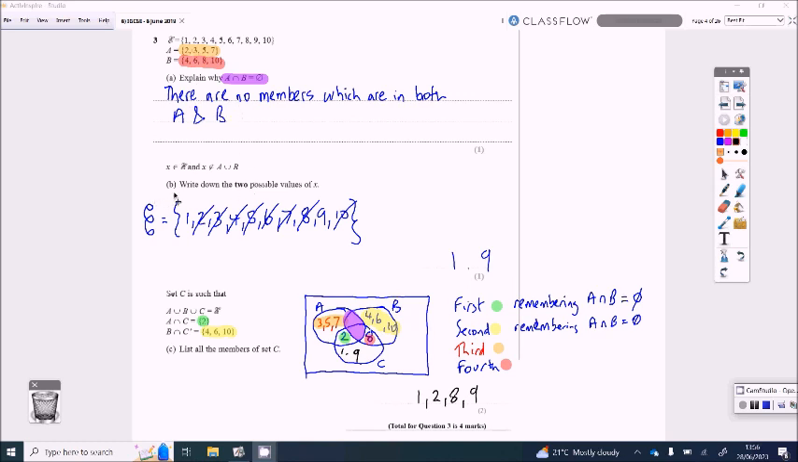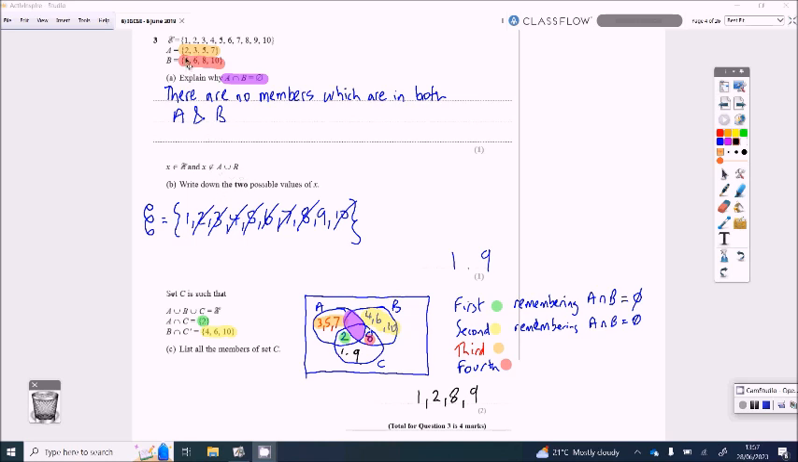Now, for part B, we're being asked for the numbers which are part of our universal set. So they're coming from the 1 to 10. So I've written down the numbers we're going to be selecting from. And then secondly, we're being told that X is not a member. This symbol here means not a member of A union B. Now, A union B means it's in A or B or both. So we're trying to exclude the ones that are in A or B or both.